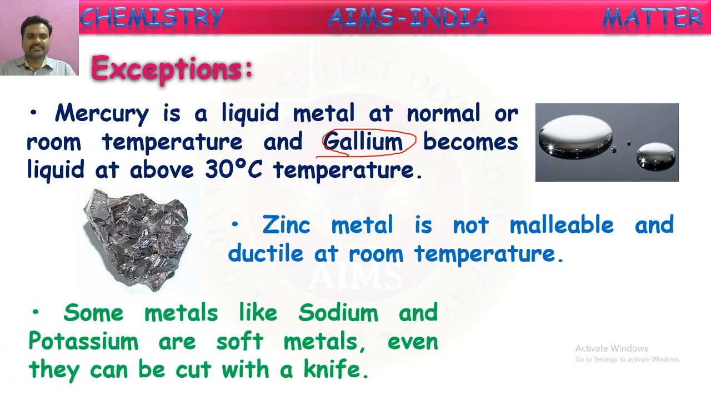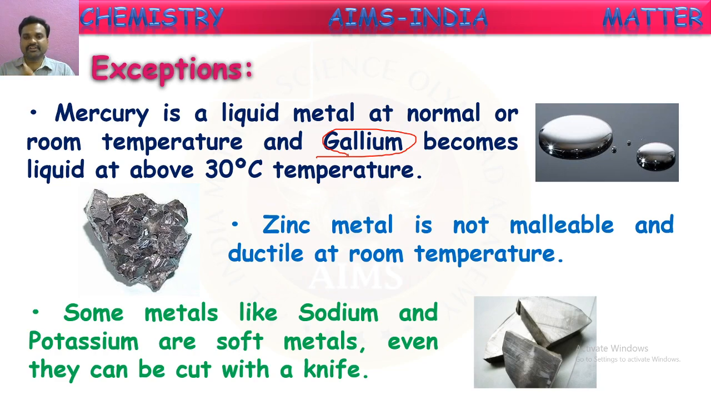Next, some metals like sodium and potassium are soft metals. They won't be hard; they will be soft like our soap. They can even be cut with a knife. Metals like sodium, potassium, lithium are soft metals that can be cut with a knife. So these are the exceptions to the general properties of metals.